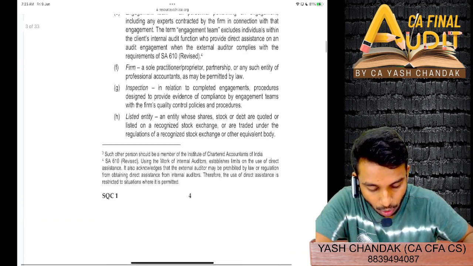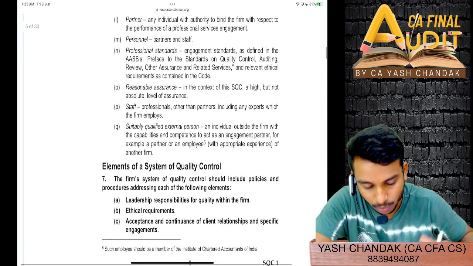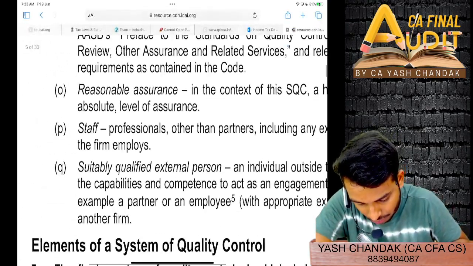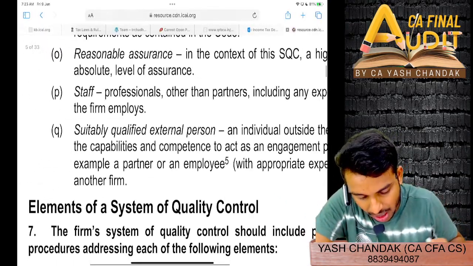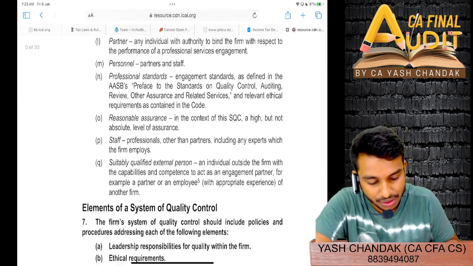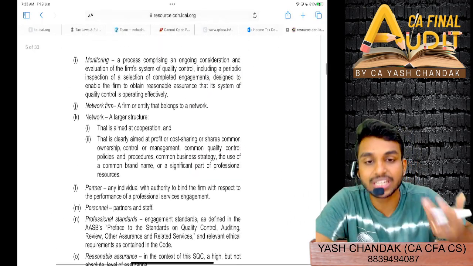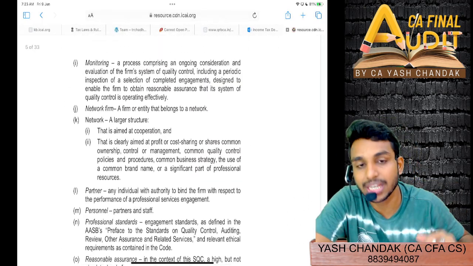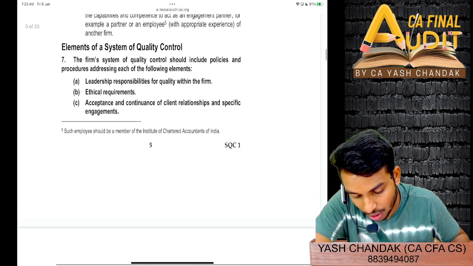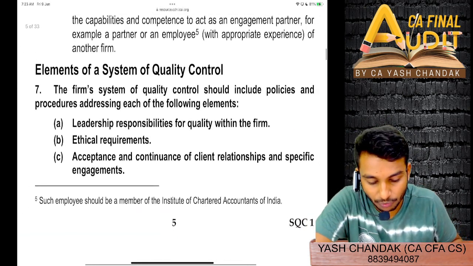So I have not included all the definitions. If at all required, I'll be communicating with you what is reasonable assurance, what is staff, who are the staff, who are the suitably qualified external persons. So every definition that I need to make you aware of, I will tell you. Don't worry.